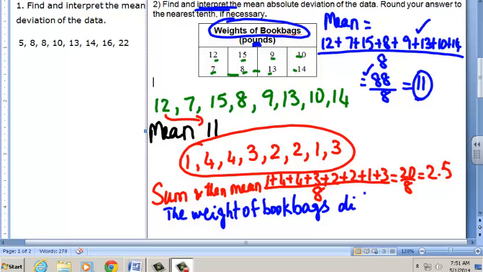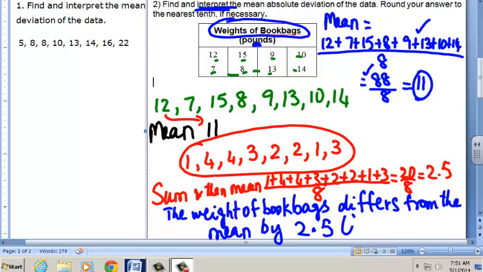differs from the mean by 2.5 pounds. Now what that means is, because we got a mean absolute deviation of 2.5, the actual weight differs from this mean, the 11, by 2.5. That's what we are finding out.